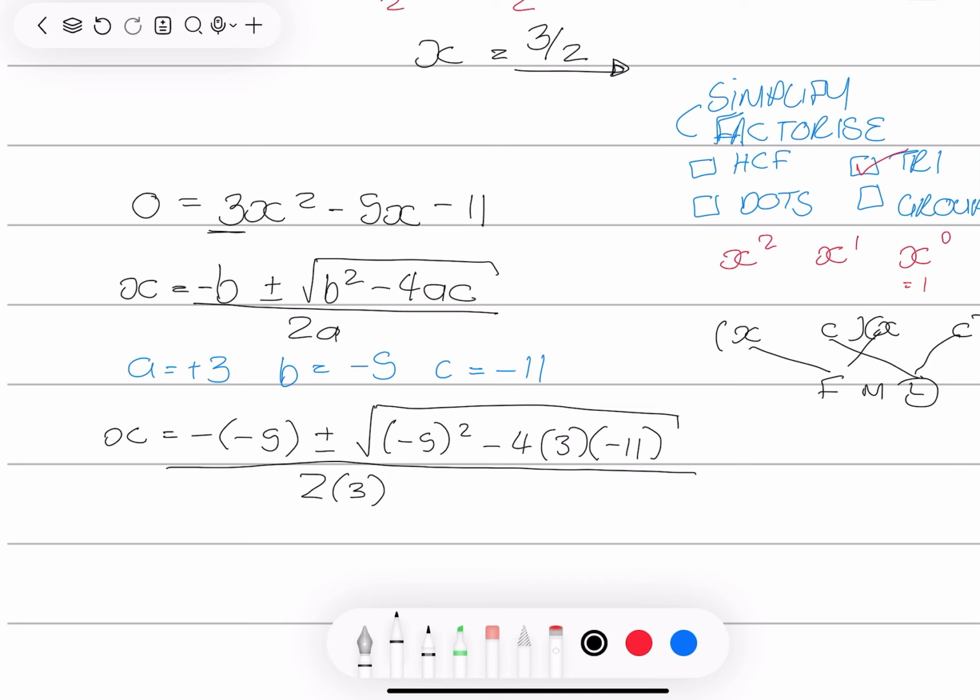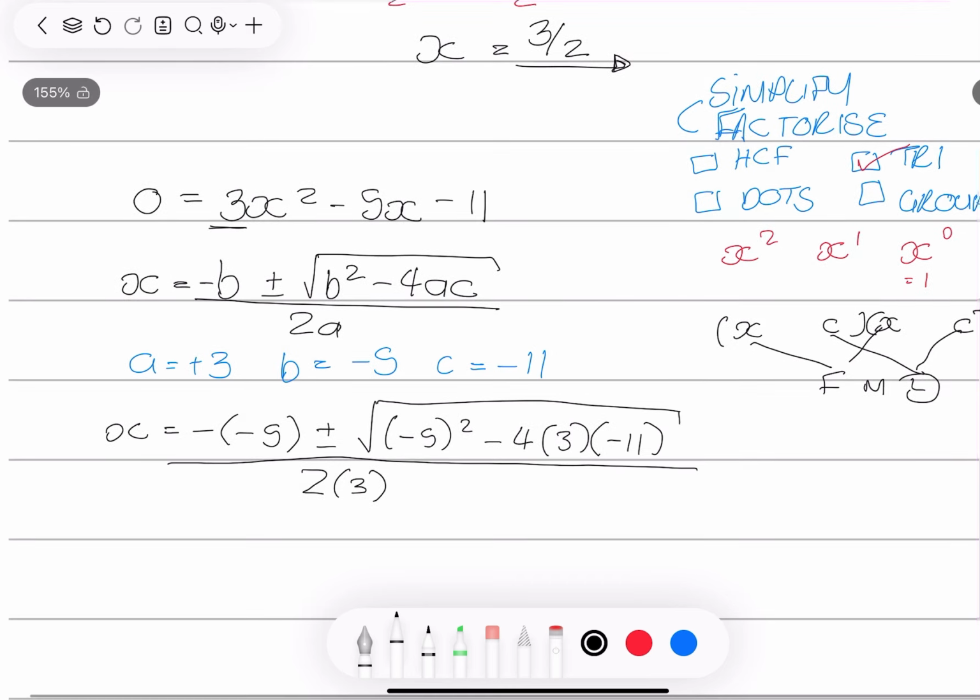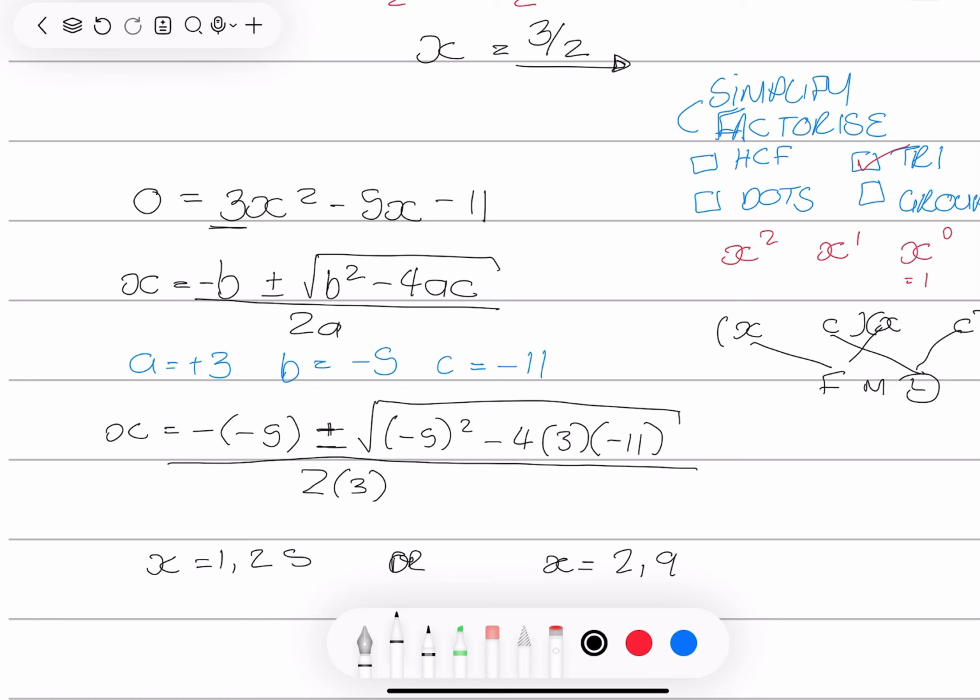All right. And then just remember to put it in your calculator, with the first answer using a positive and the second one using a negative, where you're going to get an x value and another x value. So you have negative bracket negative 5 plus minus the square root of negative 5 squared minus 4 times 3 times negative 11, all over 2 times 3. So you should get 1.25 or 2.92.